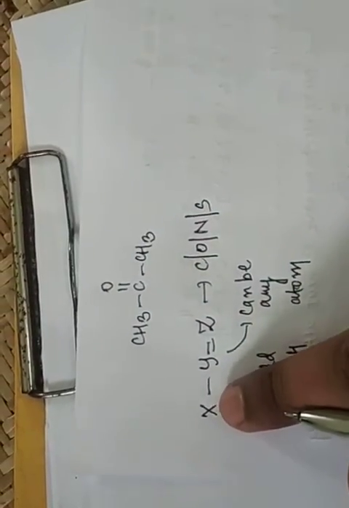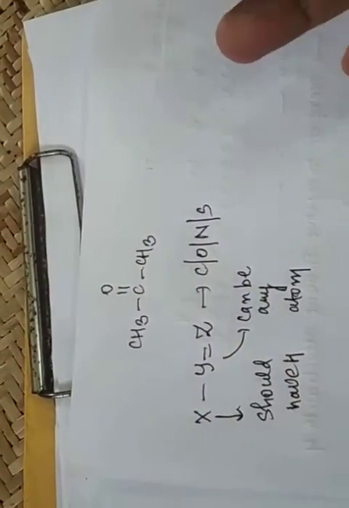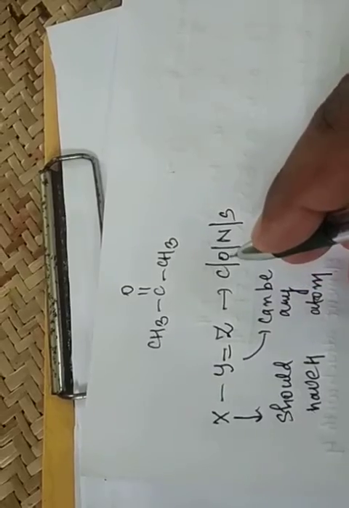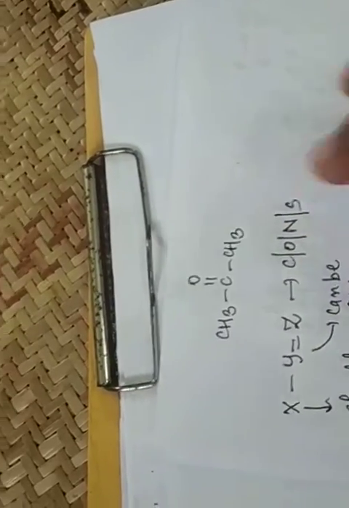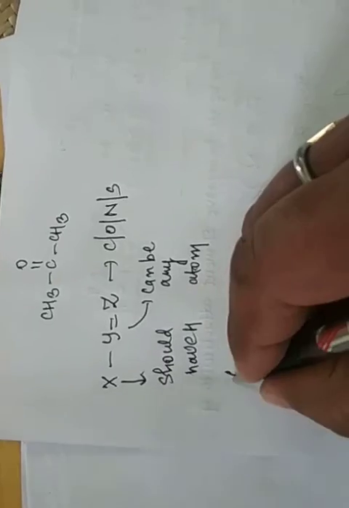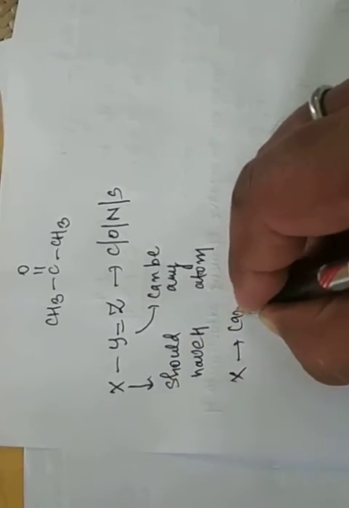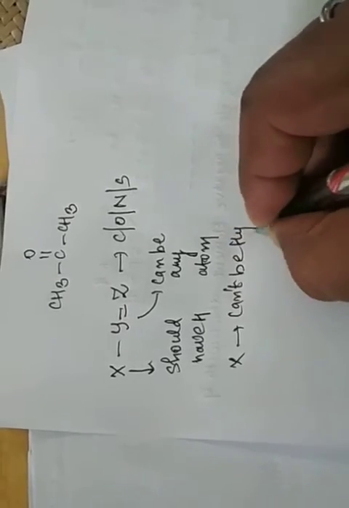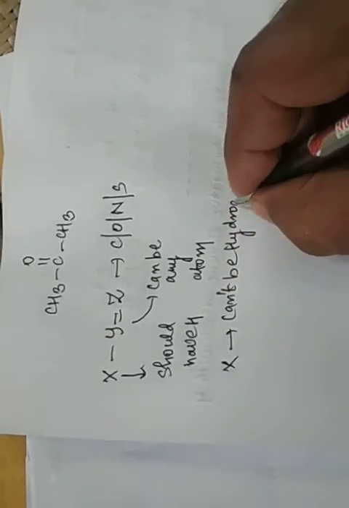Clear? X should be hydrogen, meaning suppose there is a carbon attached with hydrogen, or nitrogen attached with hydrogen. Any element attached with hydrogen should have hydrogen. Y can be any atom like carbon, nitrogen, oxygen, etc., but Z is carbon or oxygen or nitrogen or others. Clear? X can't be hydrogen itself. A single hydrogen cannot be X.